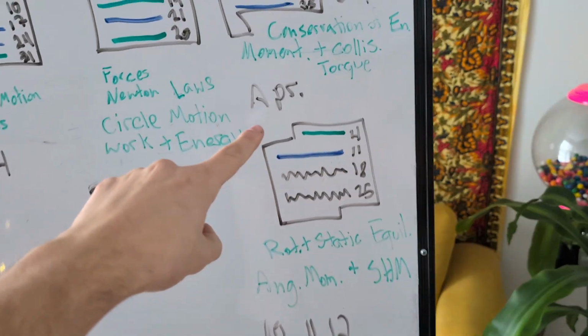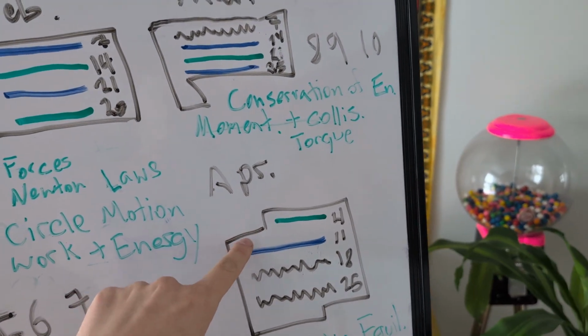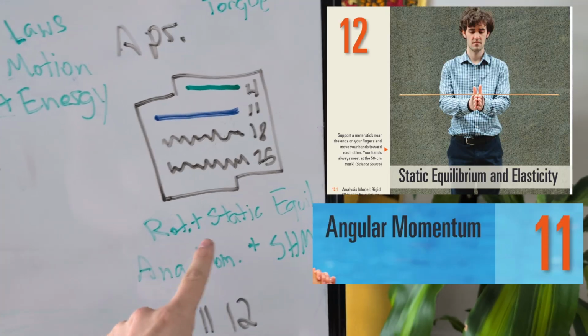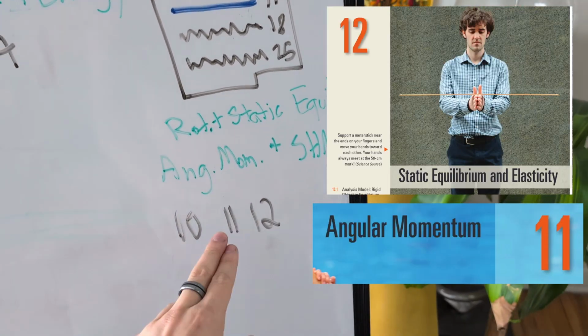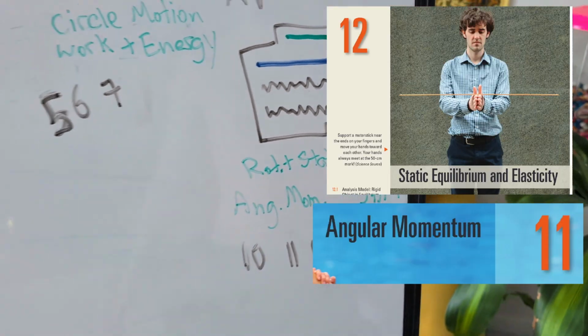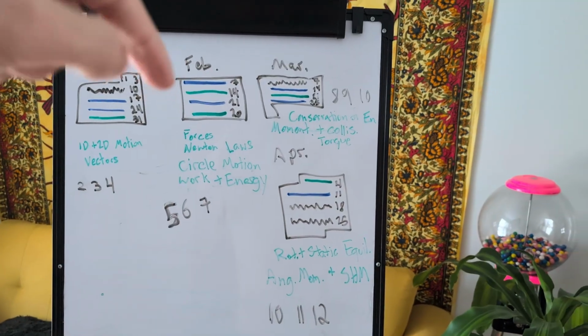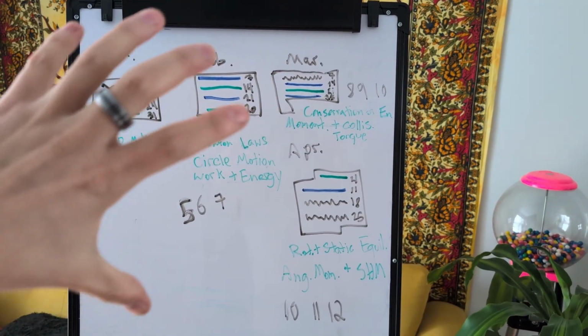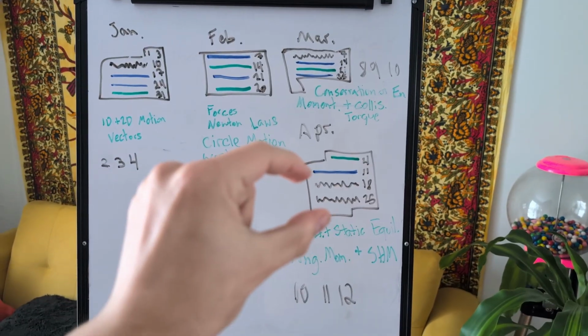Then the last sections here and here, completing the course: rotational and static equilibrium, angular momentum, and simple harmonic motion, chapters 10, 11, and 12. So all of the content here and here is for the midterm, which is here, and all of the content here is for the final, which is going to be here.